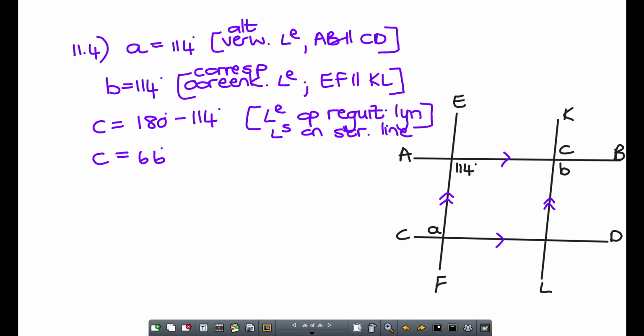Right, then I said B would be 114 as well because I see an F. So B is equal to 114, corresponding angles. And now you'll see that I use EF and KL as my parallel lines. Any questions there? Okay, and then lastly, I said that this is a straight line. So C and B together must be 180 degrees because it's angles on a straight line. And we worked out B was 114, so that's why I said 180 minus the amount of B. You guys good with that? Any questions?